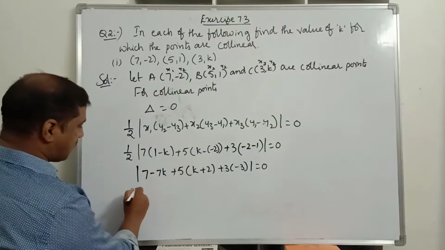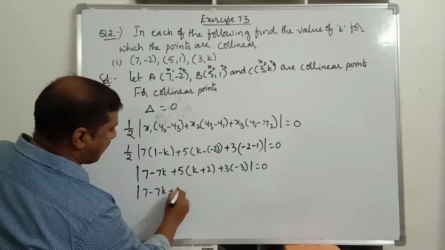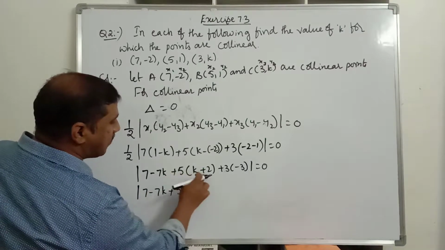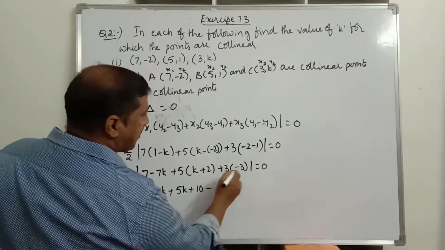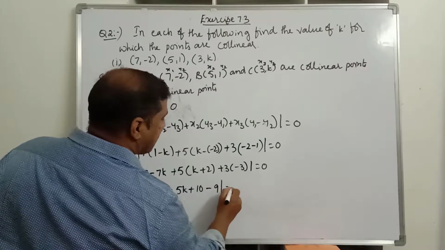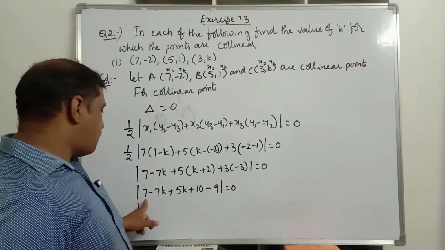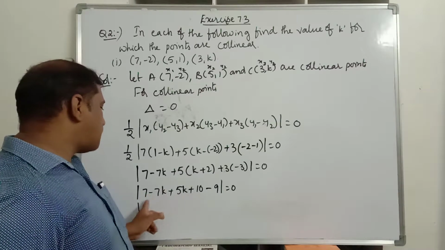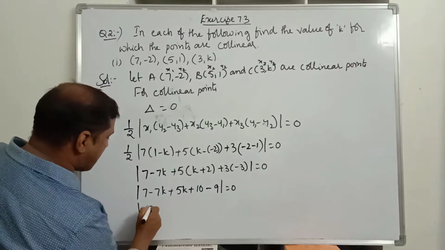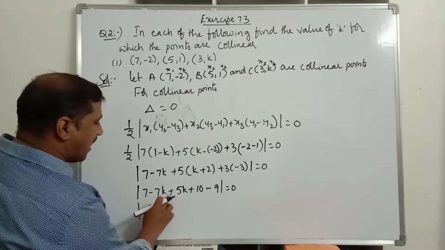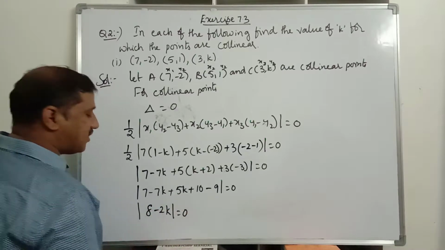Now simplify this. 7 minus 7k plus 5k plus 5 into 2, which is 10, plus into minus 3 into 3, which is minus 9, that is equal to 0. Now add all the constants and the variables. 7 plus 10 is 17, plus 17 minus 9 is 8. Then minus 7k plus 5k is minus 2k. So 8 minus 2k is equal to 0.